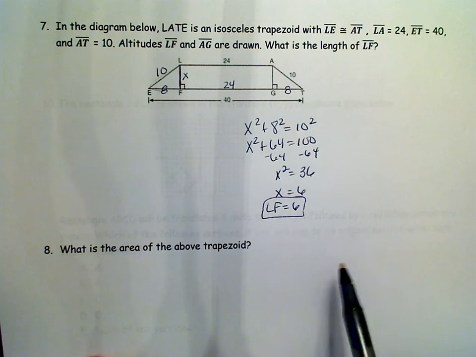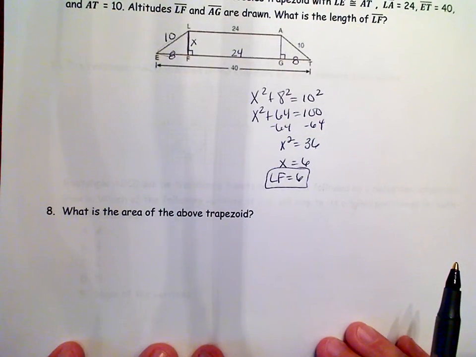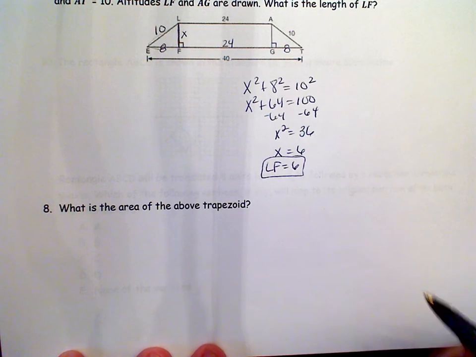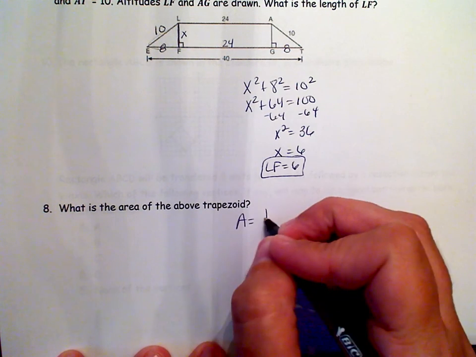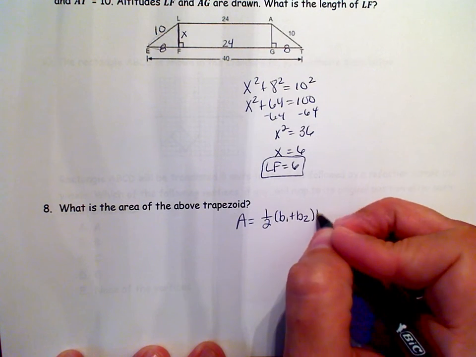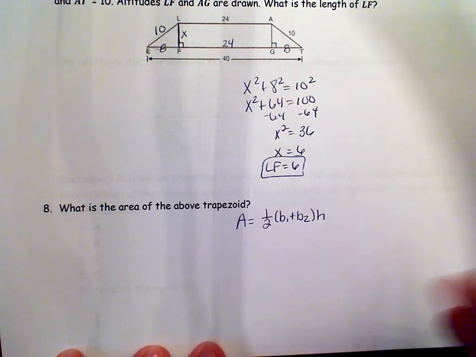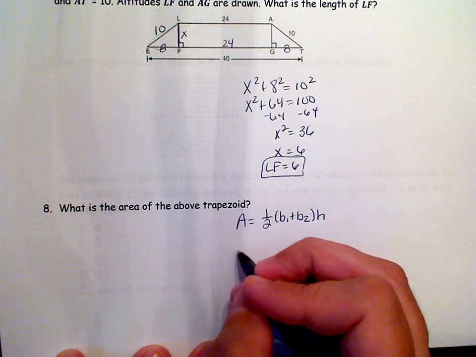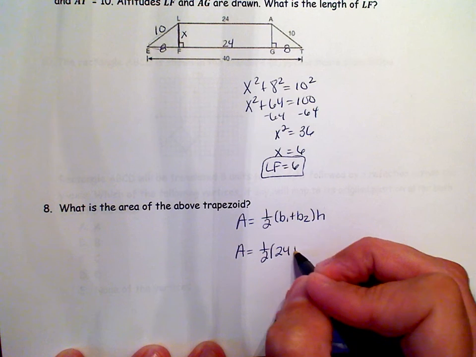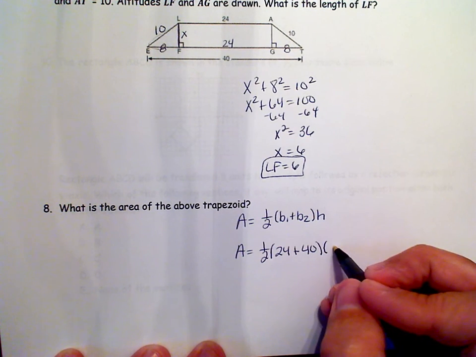Now, I'm going to go ahead and work number 8 also, because that goes with this same problem. And it's asking you for the area of the trapezoid. Well, if you'll remember, the area formula for a trapezoid is 1/2 base 1 plus base 2 times the height. So now that we know the height, we can find the area. So 1/2 base 1 is 24 plus base 2 is 40, and the height we found on number 7 is 6.